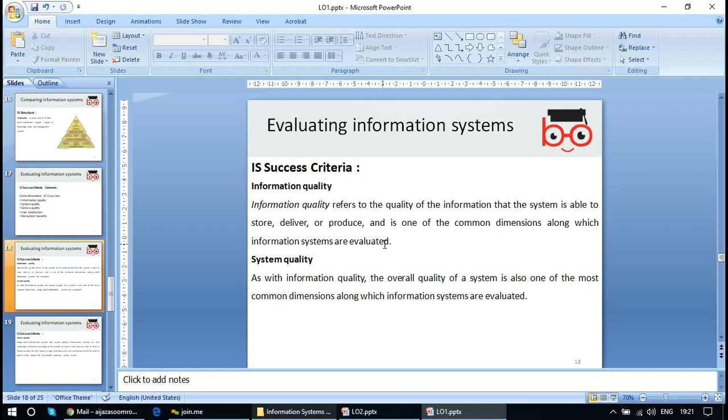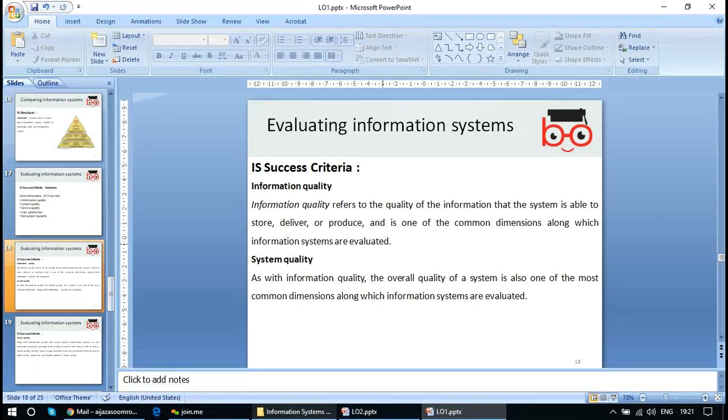So the usage of information is the main thing whose quality needs to be maintained, and information systems are evaluated based on the information quality. And evaluation is about what is expected and what you are getting.